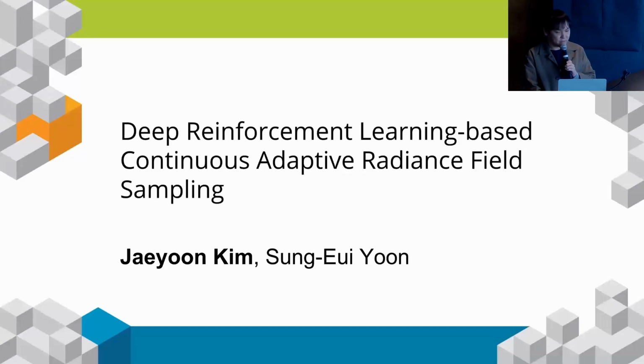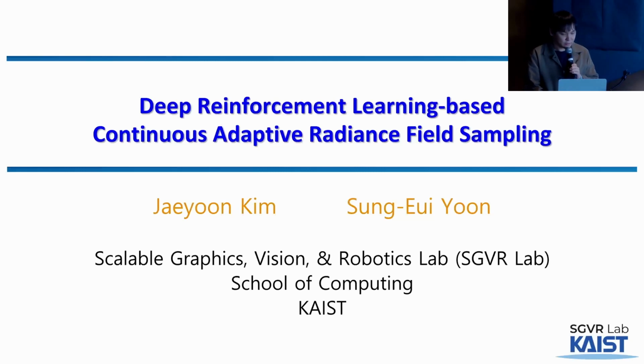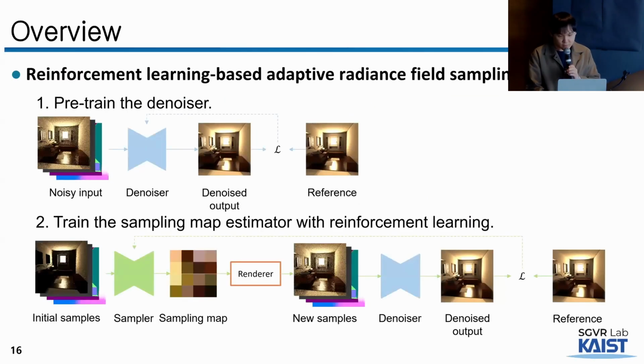Hello, my name is Jae-yoon Kim from KAIST, and I will briefly talk about our work, deep reinforcement learning based continuous adaptive radiance field sampling. This is an overview of our reinforcement learning based adaptive radiance field sampling method. We used the DTPG method to estimate the sampling maps for the radiance field sampling.